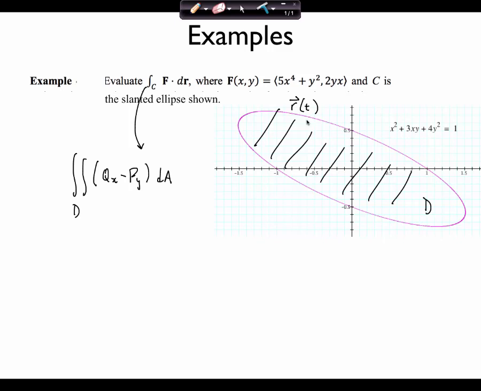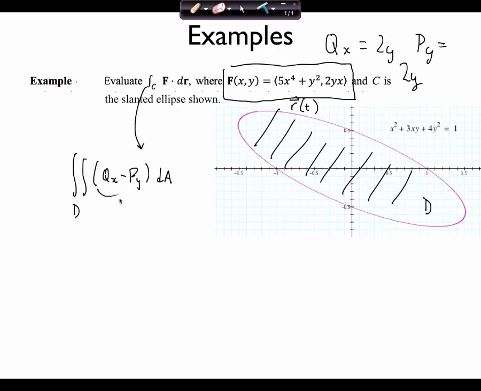Oh, so Thomas noticed something. What kind of vector field is this? Conservative, because Qx is 2y, Py is 2y. Conclusion? Conservative vector field. And so therefore we're integrating 0. So what's the value of the line integral around the closed loop? 0. Phew, right? We escaped.